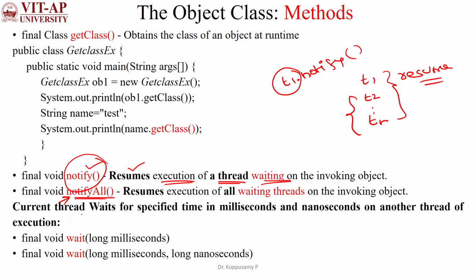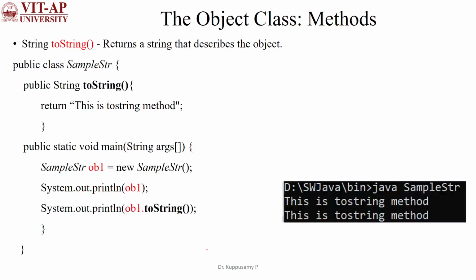Then if I want to apply the waiting method to threads, to make them wait for milliseconds or nanoseconds, I can use the wait method. Here I am passing the milliseconds and nanoseconds to make that particular thread wait for some time.